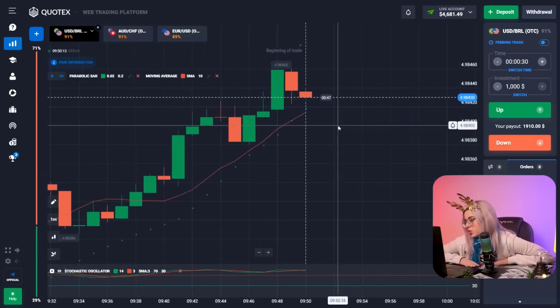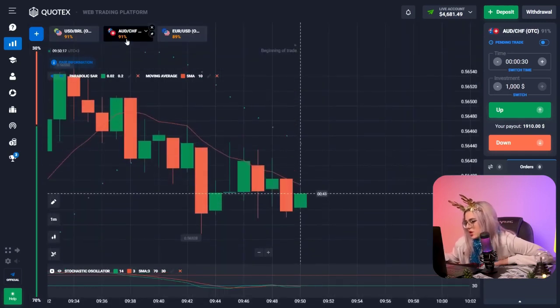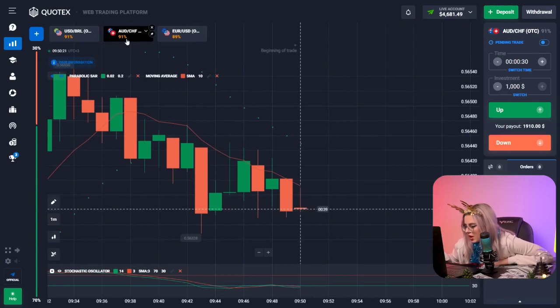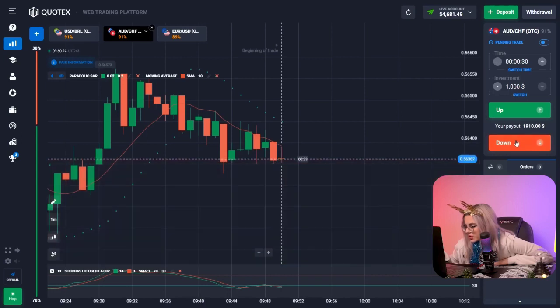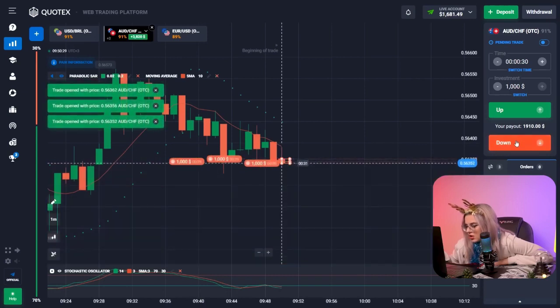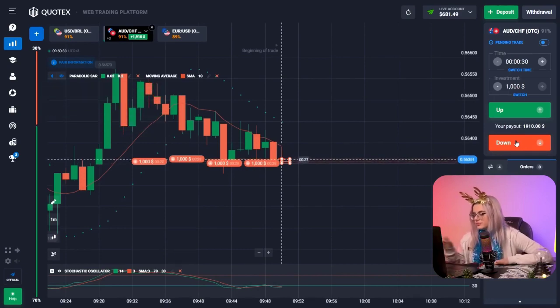So let's go to AUD CHF. Right here we can see that we're going to put the options for a short. The price is in the supply zone of the moving average and parabolic signal. So let's put 4 trades and let's wait for 30 seconds.